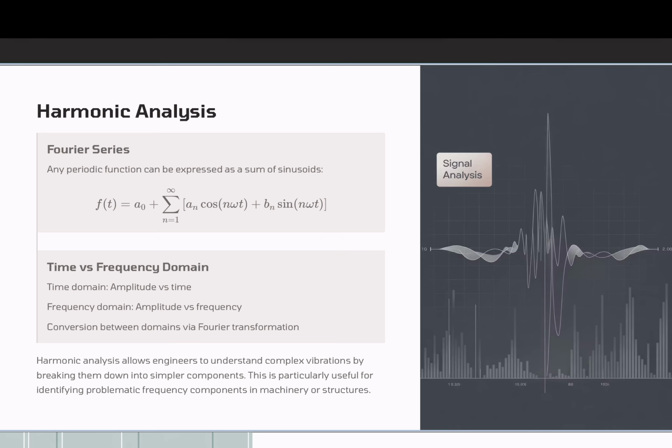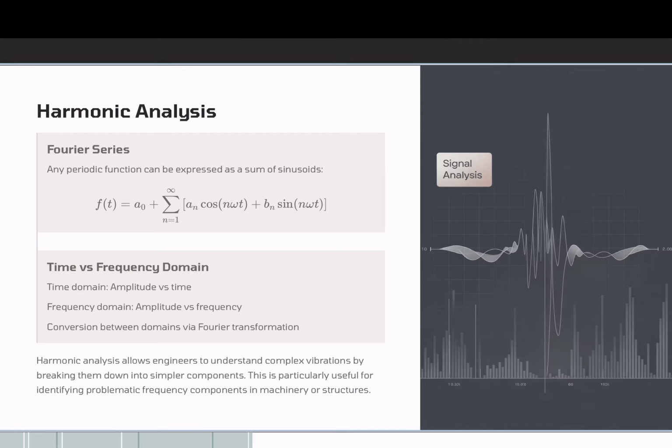Most vibrations are more complex. That's where harmonic analysis comes in. According to the Fourier series, any periodic function can be expressed as a sum of simple sinusoids. Okay? That means even a complicated vibration can be broken down into many simple harmonic motions, each with its own amplitude and frequency.